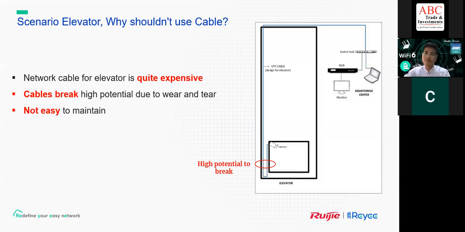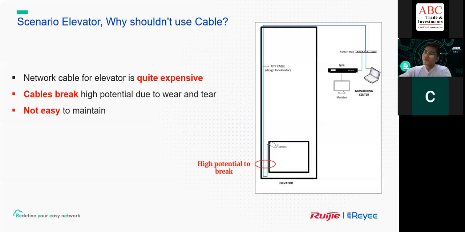Previously I mentioned a wireless bridge, right? We can also use the wireless bridge in the elevator scenario. So why shouldn't we use cable anymore in the elevator scenario? I mention three different reasons here. The first one is that the cable for the elevator scenario is quite expensive. This is not like our common Ethernet cable. This is quite expensive cable you have to buy.